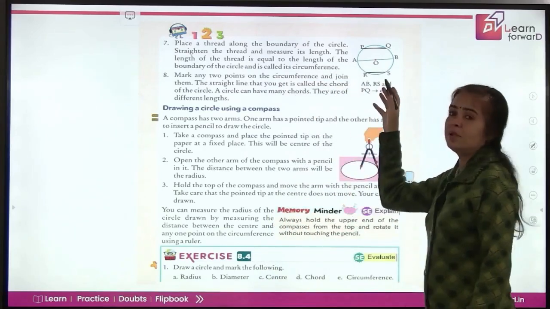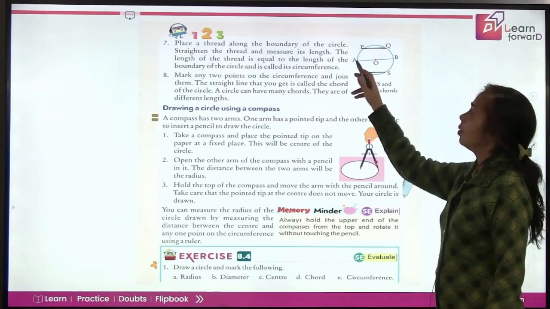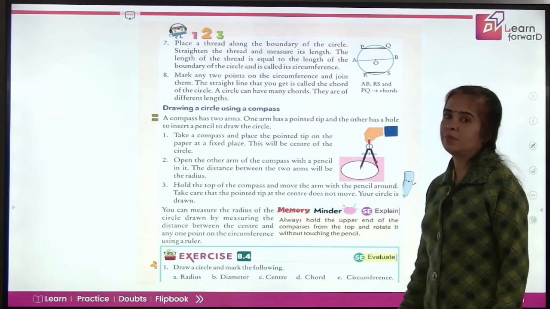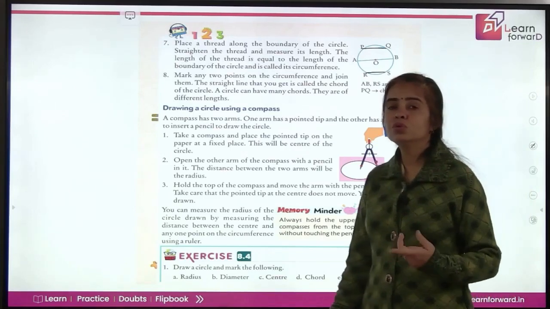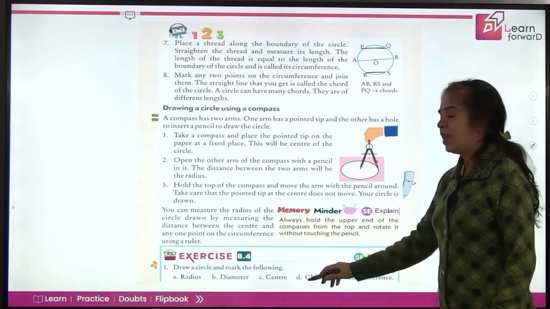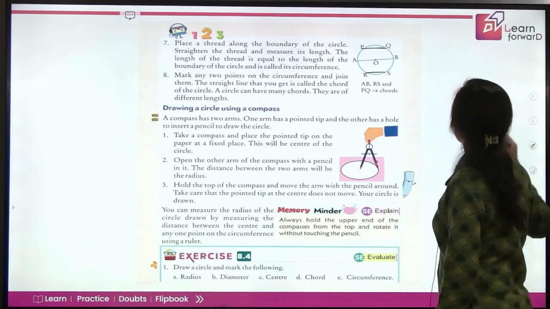So chord can be any, the 2 points of the chord lie on the circle. But about the diameter, this chord always passes through the center, remember, and diameter is equal to 2 times radius. So now you know, after drawing the circle, you can mark the chord also.